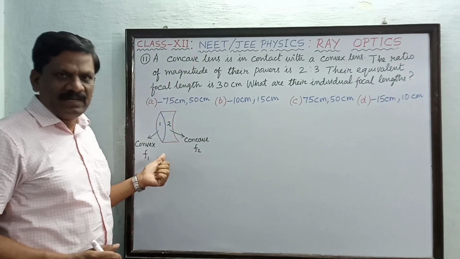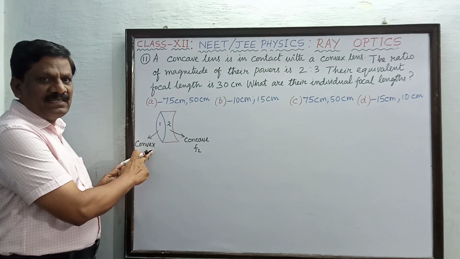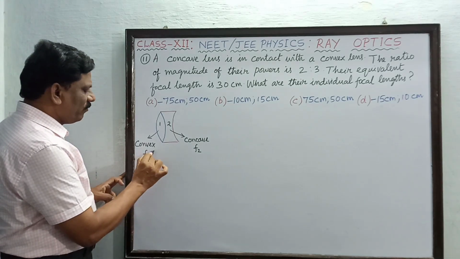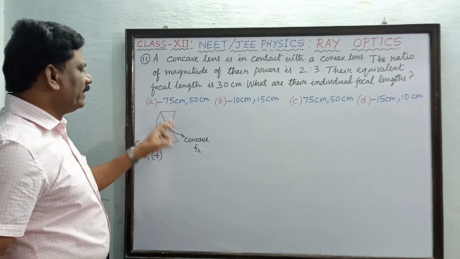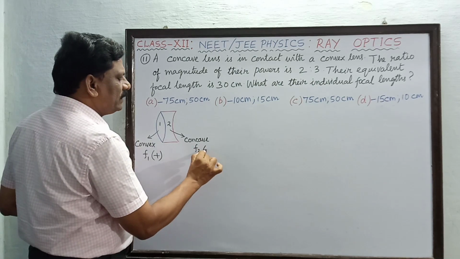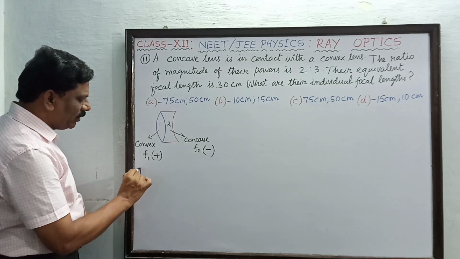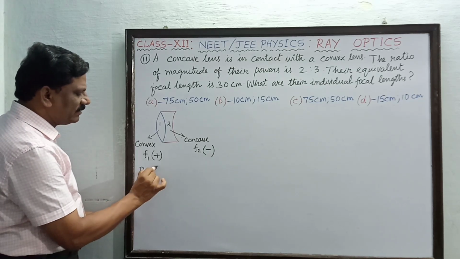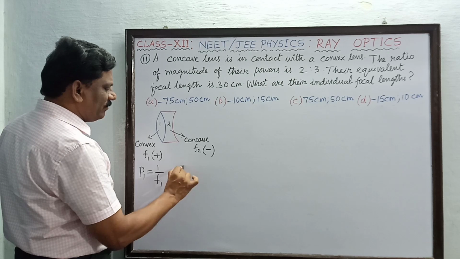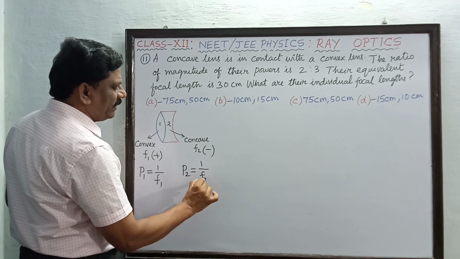You can look at the diagram now. So I have combined two lenses. The first lens is a convex lens and its focal length is taken as f1. So f1 is positive. And the second lens is a concave lens and its focal length is taken as f2. So f2 is negative. Now if you take the reciprocal of f1, it will be equal to the power of the first lens. Similarly, the power of the second lens is equal to the reciprocal of the focal length of the second lens.